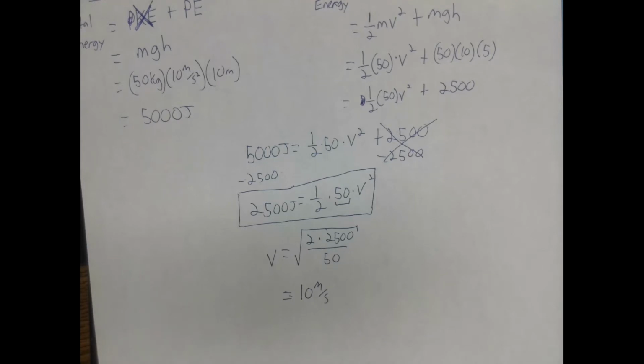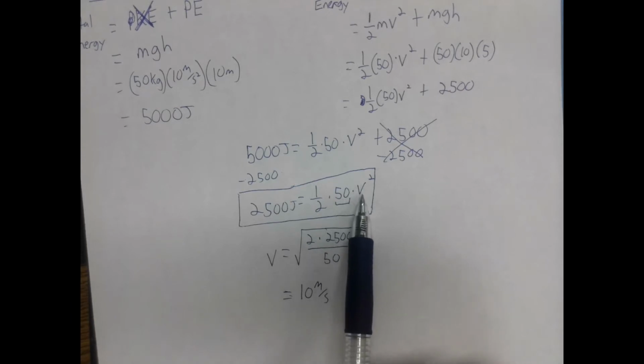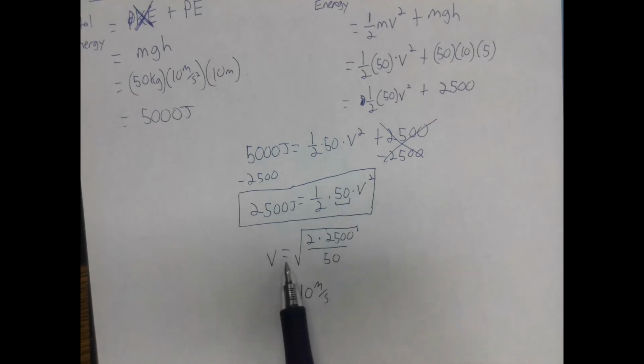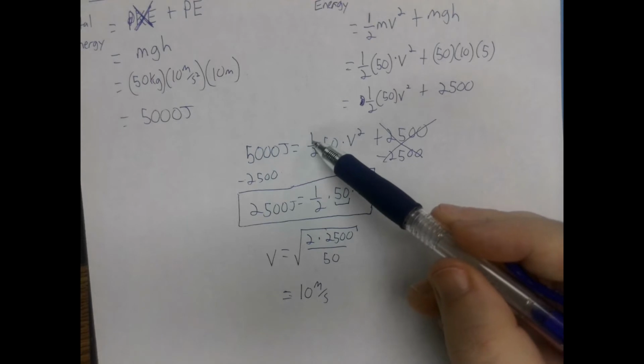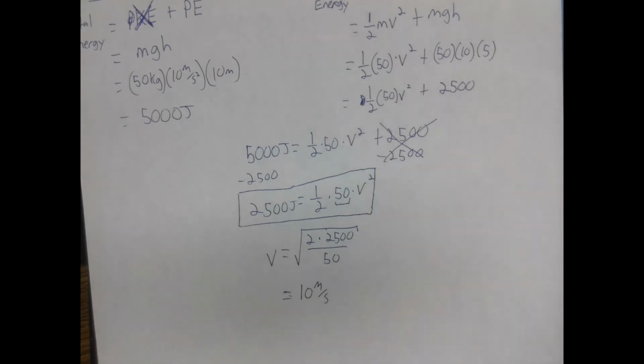So when using that table, it has to be in this form. It has to be some energy value is equal to 1/2 times the mass value times velocity squared. And if it's in this setup, you can use that table I gave you to solve for velocity. That's the reason why I didn't go ahead and immediately multiply a half times 50.